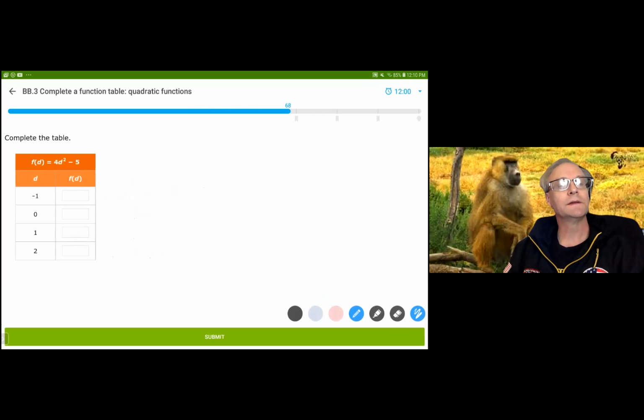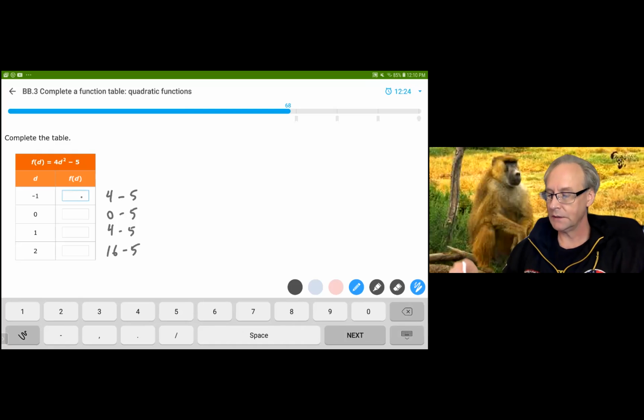Okay. This time we're going to take 4d squared minus 5. So I'm going to take the d squared in my head and multiply it by the 4. That gives me 4 minus 5. And then I'm going to have a 0 minus 5. And then I'm going to have another 4 minus 5. And then I'm going to have a 4 times 4 is 16 minus 5. So that's -1. That's -5. That's -1. And that's 11. There we go.